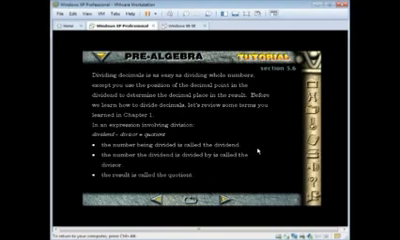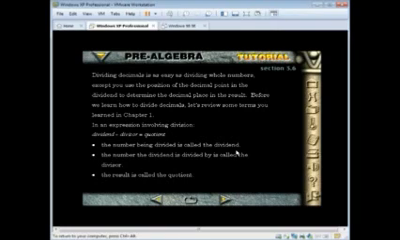Dividing decimals is as easy as dividing whole numbers, except you use the position of the decimal point in the dividend to determine the decimal place in the result. Before we learn how to divide decimals, let's review some terms you learned in Chapter 1.